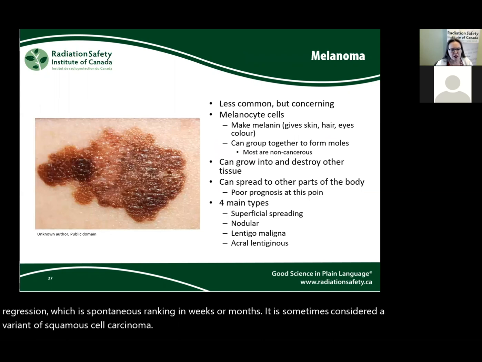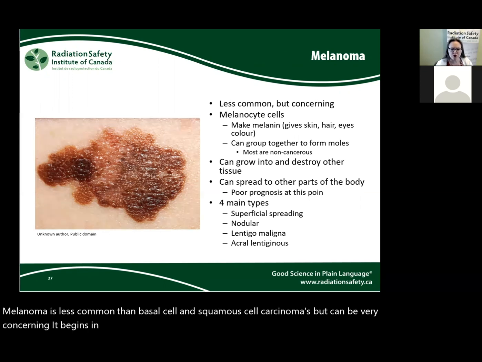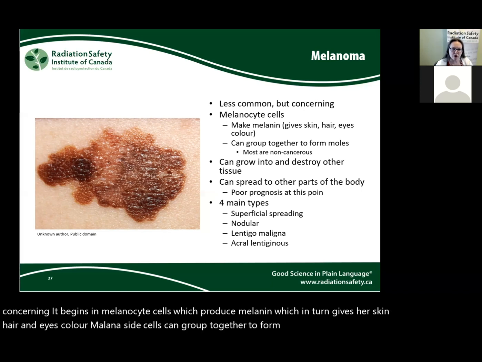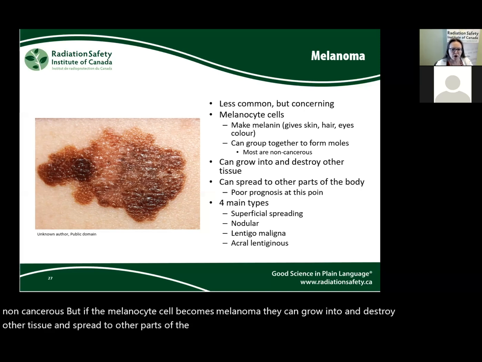Melanoma is less common than basal cell and squamous cell carcinomas, but can be very concerning. It begins in melanocyte cells, which produce melanin, which in turn gives our skin, hair, and eyes color. Melanocyte cells can group together to form moles, most of which are non-cancerous. But if the melanocyte cell becomes melanoma, they can grow into and destroy other tissue and spread to other parts of the body. When not caught early, melanoma can have a poor prognosis.